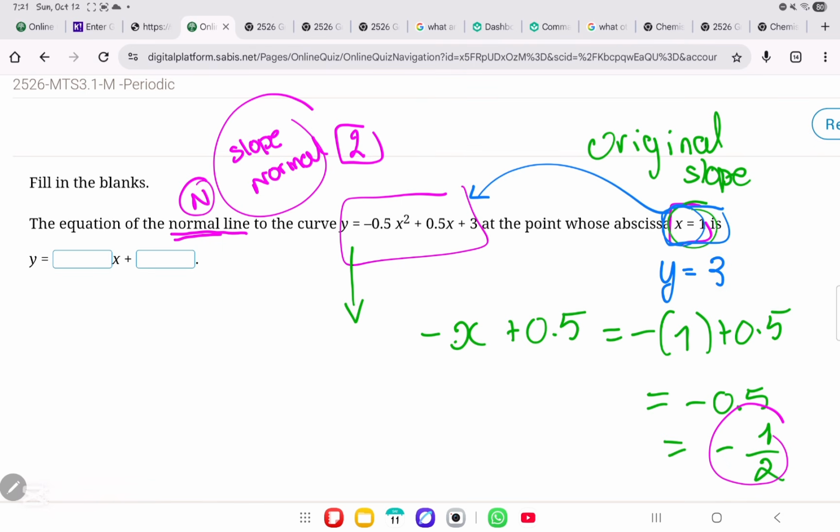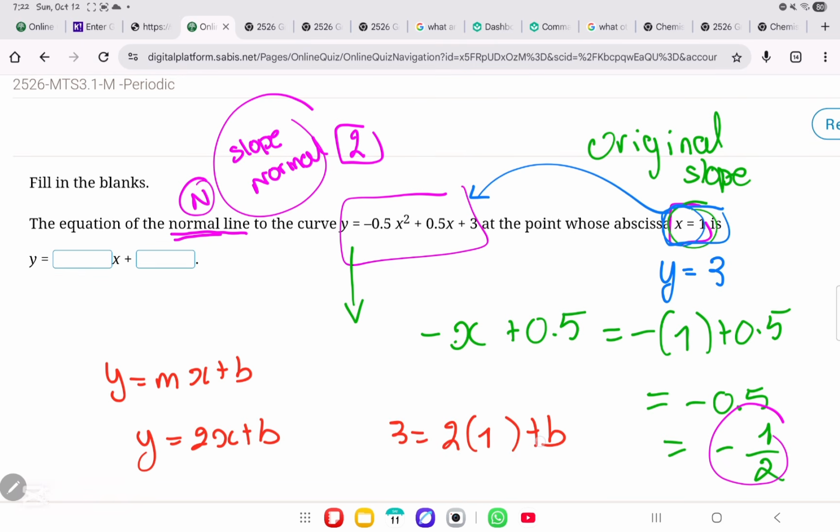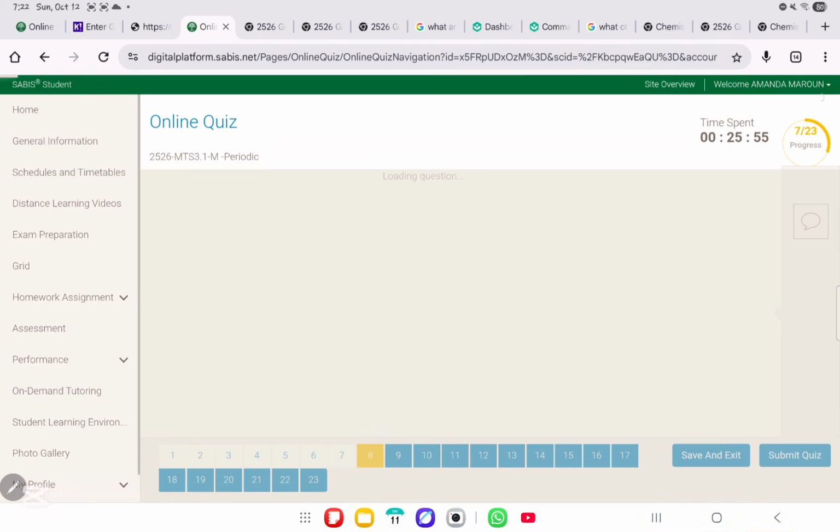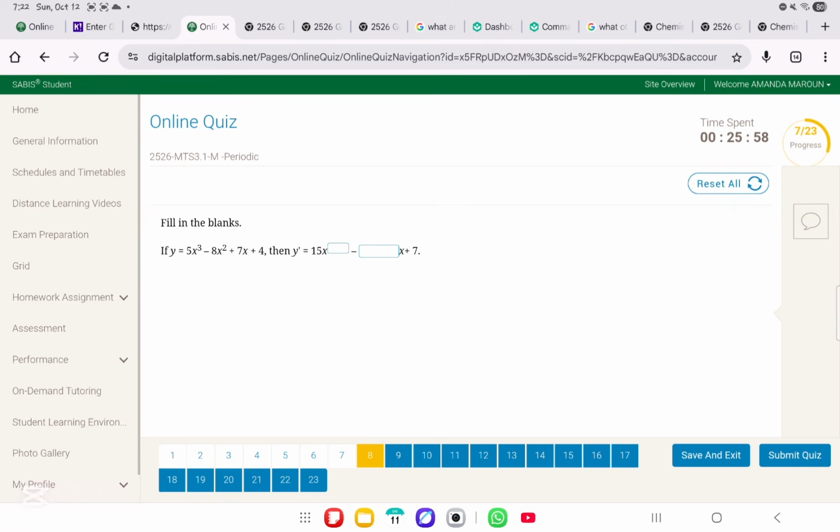Now we can proceed to solve for the equation of the normal line. So y equals mx plus b, y equals 2x plus b. We have y and x. y is 3, equal to 2 times 1 plus b. So then b is equal to 1. So then the equation is going to be 2x plus 1. So the equation of the normal is y equals 2x plus 1. We'll move on to question number 8. What does it say in question number 8?